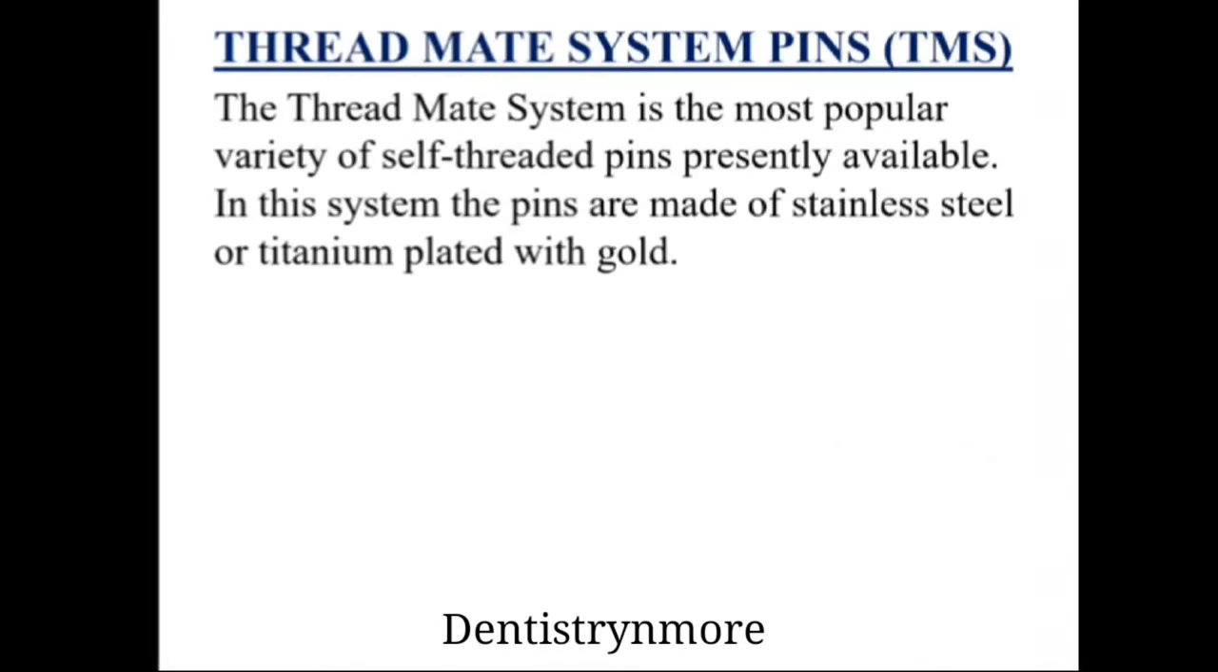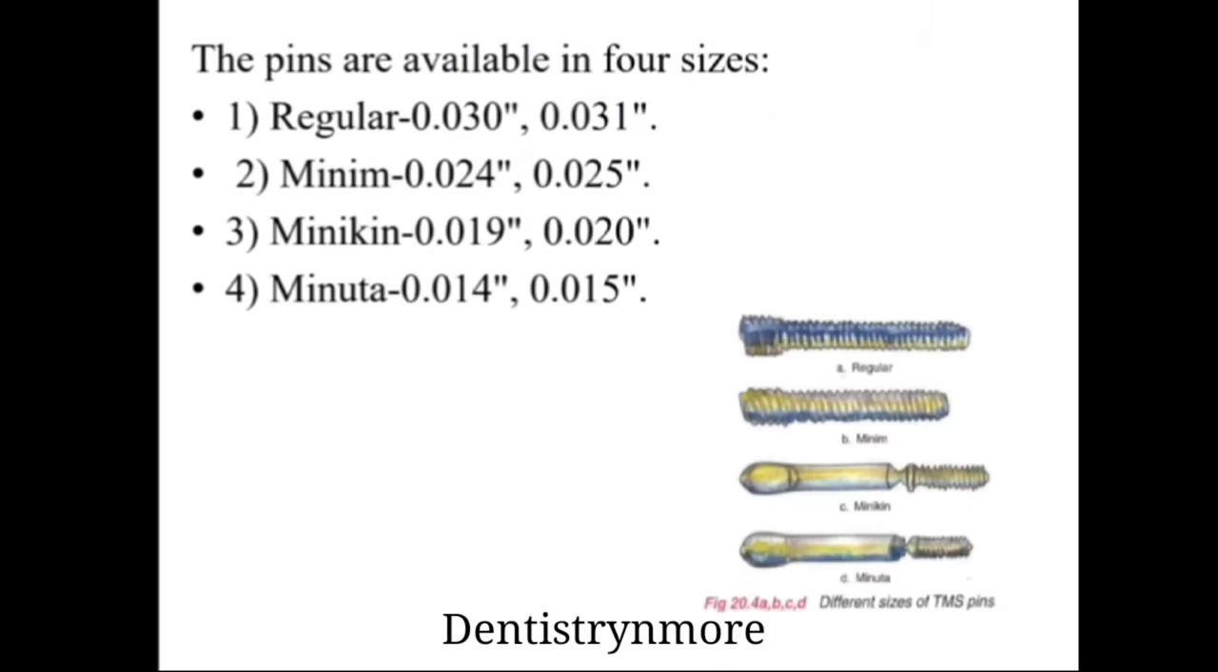Now we are moving to the thread mate system pin, which is the most popular variety of self-threaded pin that is presently available. In this system, the pin is made up of stainless steel or titanium plated with gold. The pins are available in four sizes, that is regular, medium, minikin and minuta. And in the figure you can see the four: regular, medium, minikin and minuta.